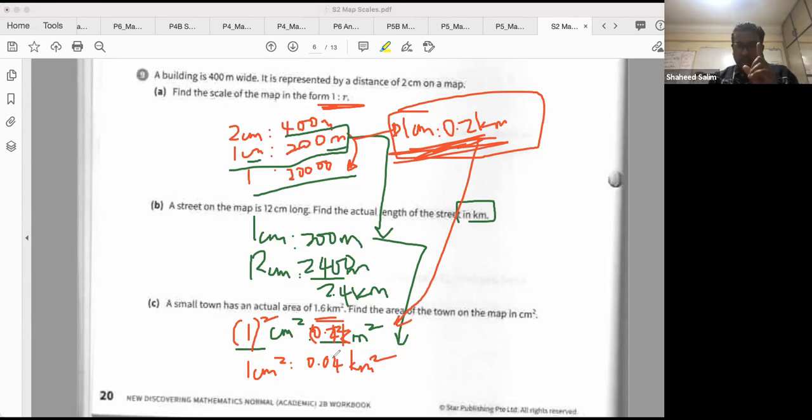So Inshira, almost there. Wrong unit. So from here now, how to change to 1.6 square? Correct, Inshira. Okay, square km times what? Take 1.6 divided by 0.04. You will get the answer. Times what? Do the same times down here. You will get the answer. Inshira has already got an answer.